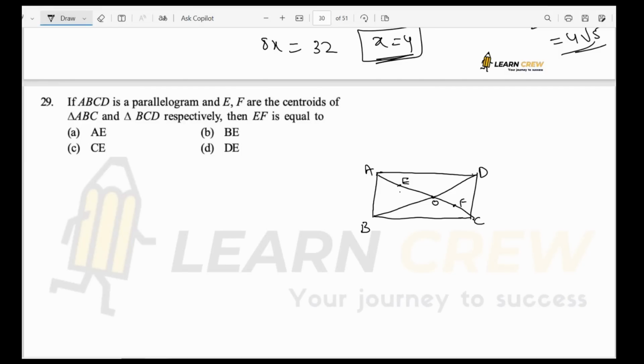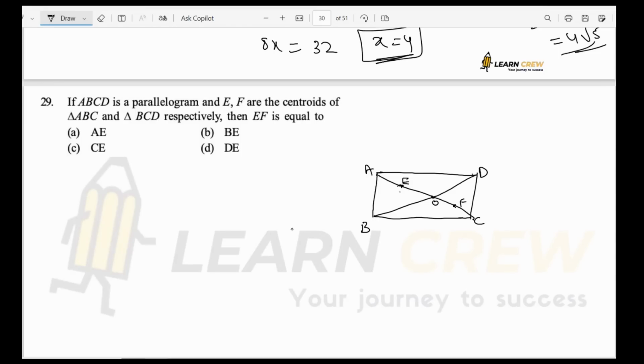So see what a centroid does. A centroid divides the median in the ratio 2:1 from the vertex. Are you following or not? A centroid divides the median in the ratio 2:1 from the vertex.